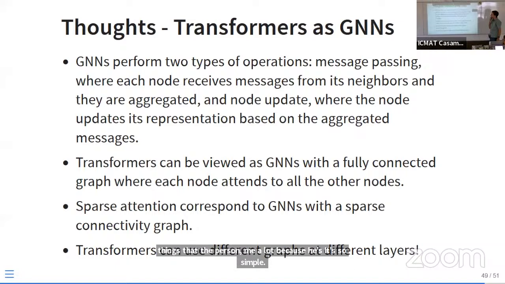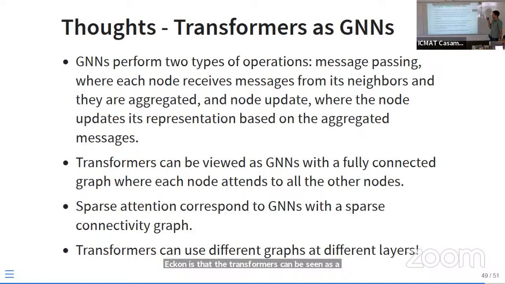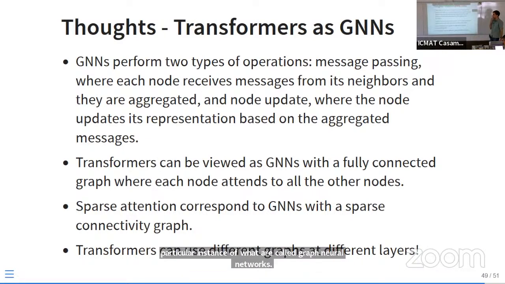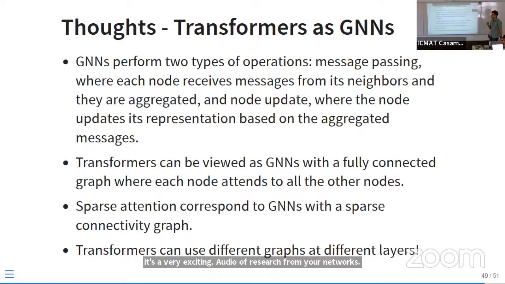Second is that transformers can be seen as a particular instance of what are called graph neural networks. It's a very exciting area of research. Graph neural networks are neural networks that operate over graphs. Inputs are represented as graphs. The nice thing is that a graph is an extremely general representation of data and more natural than anything else. Also, text can be represented as graphs.